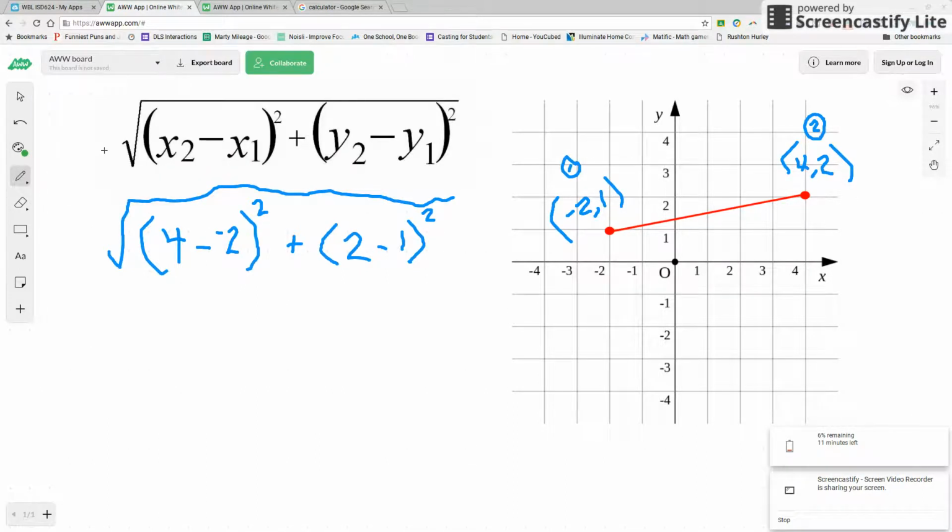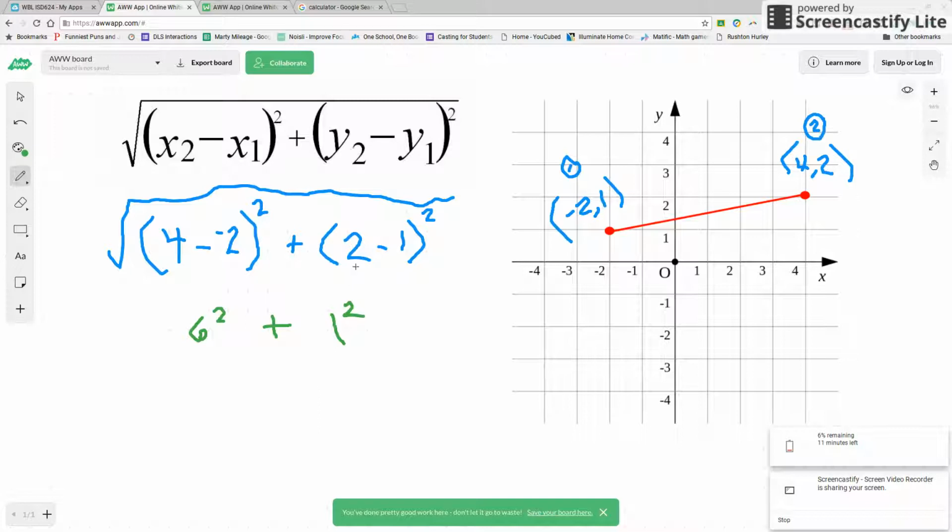Now let's actually do some of the math. So we have 4 minus a -2. Whenever you minus a negative, it's adding. So what we really have there is 6. So we have 6 squared plus 2 minus 1. 2 minus 1 is 1. So we have 1 squared. I took those parentheses and simplified them down. And then I know we're eventually going to take that square root. Like I said, I'm doing one step at a time.